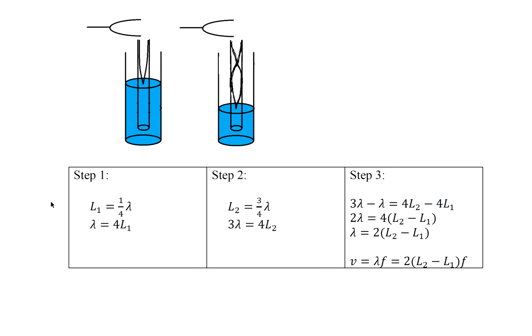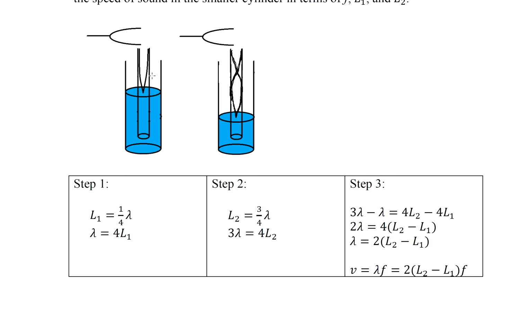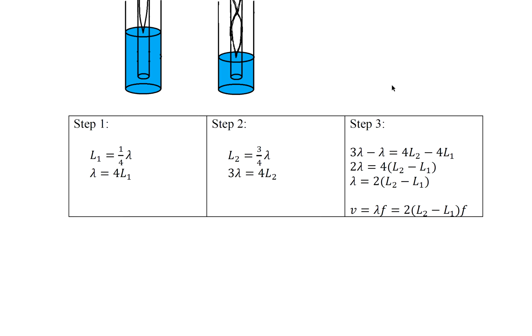So, step 1, let's find the wavelength from the image on the left. That's when we have a quarter of a wavelength. Step 2, let's find the wavelength when we have 3/4 lambda. Step 3, let's just subtract the two. Let's subtract these two equations. And then we end up getting v equals lambda F, which is this 2 times (L2 minus L1) times F.